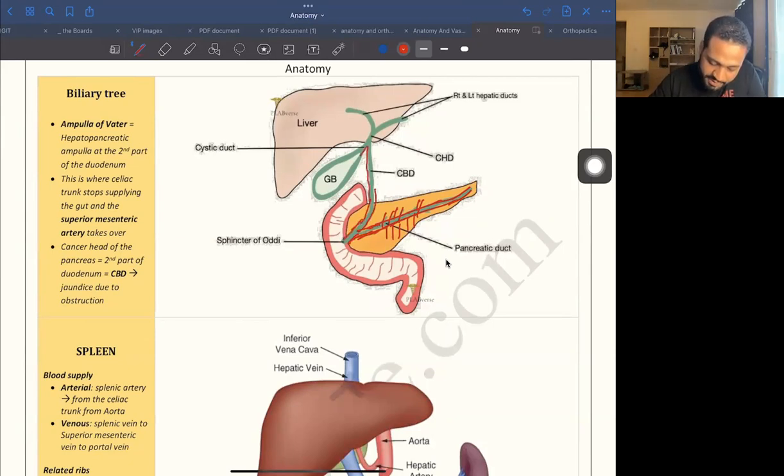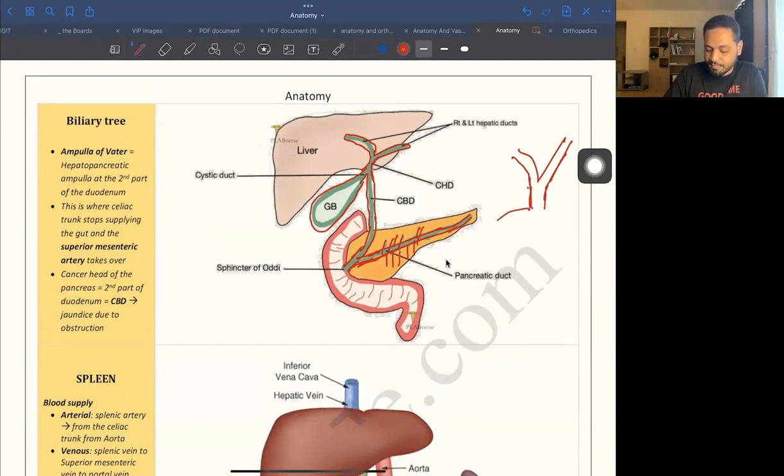You have here the cystic duct, which is coming from the gallbladder and joins the common bile duct, and then it forms something called the common hepatic duct, which then divides into the liver into two ducts, the right and left hepatic ducts. This is called the biliary tree. So the biliary tree is basically the right and left hepatic ducts going all the way down to the common hepatic duct, and then you have the cystic duct, which is coming from the gallbladder, joining this one and going all the way down.